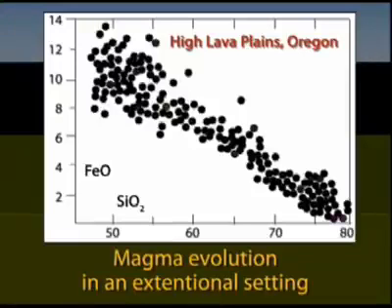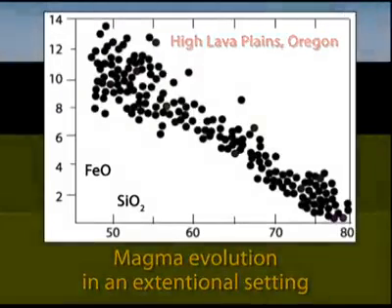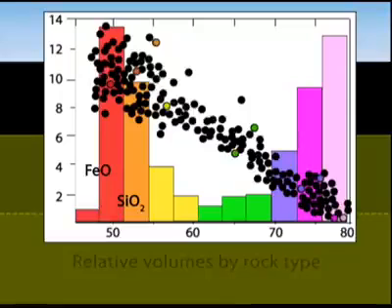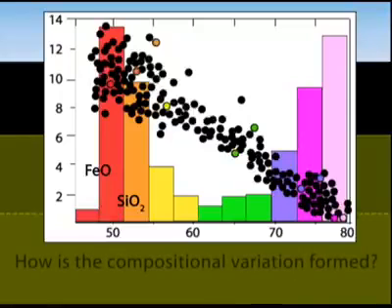Like many other bimodal provinces worldwide, the volcanic rocks of Oregon's high lava plains are mainly basalt and rhyolite, with sparse intermediate compositions shown on this histogram of relative volume. How is this compositional variation formed?